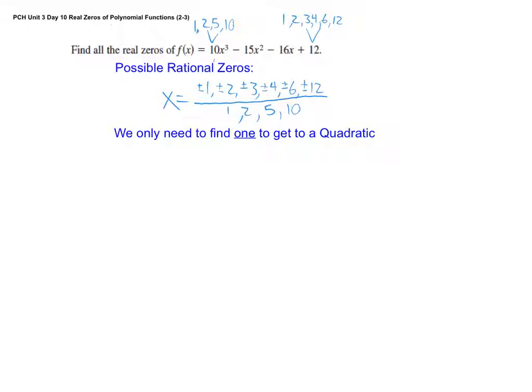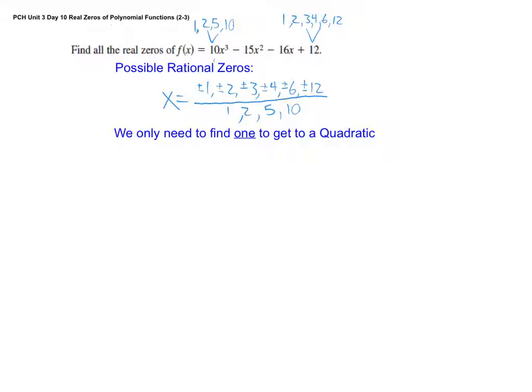How many different possibilities are on the top? 1, 2, 3, 4, 12 times 4. 12, and there's 4 on the bottom, so 48. There's 48 different possibilities here, right? There's our counting principle from our last unit. So we've got a lot of different chances. The nice thing is we only have to find one.